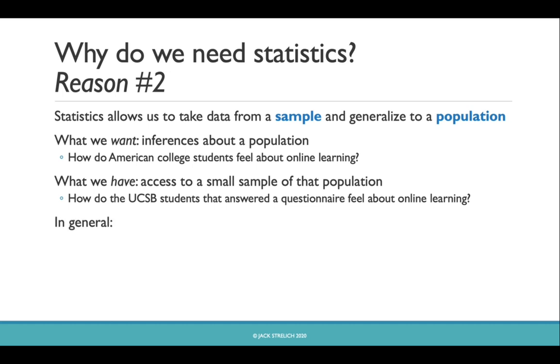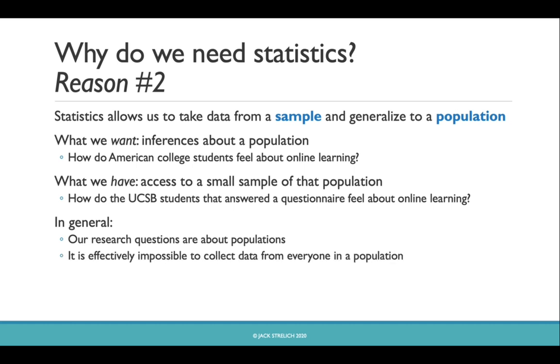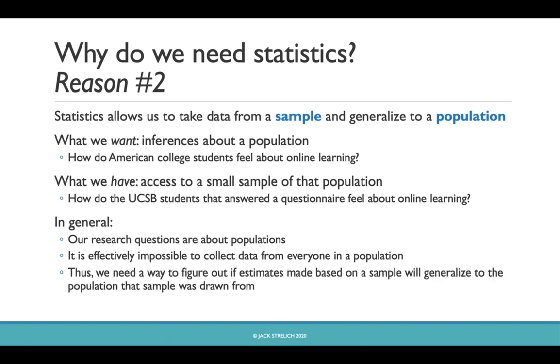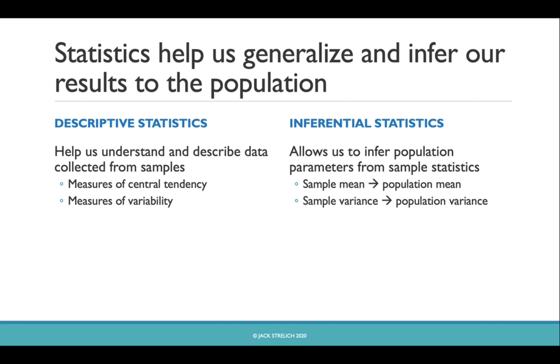In general, research questions are about populations, and it is effectively impossible to collect data from everyone in a population. In this example, if we wanted to get the entire population, we would have to get literally every college student in America to respond to our measure. Thus, we need a way to figure out if estimates made based on a sample will actually generalize to the population that that sample was drawn from.